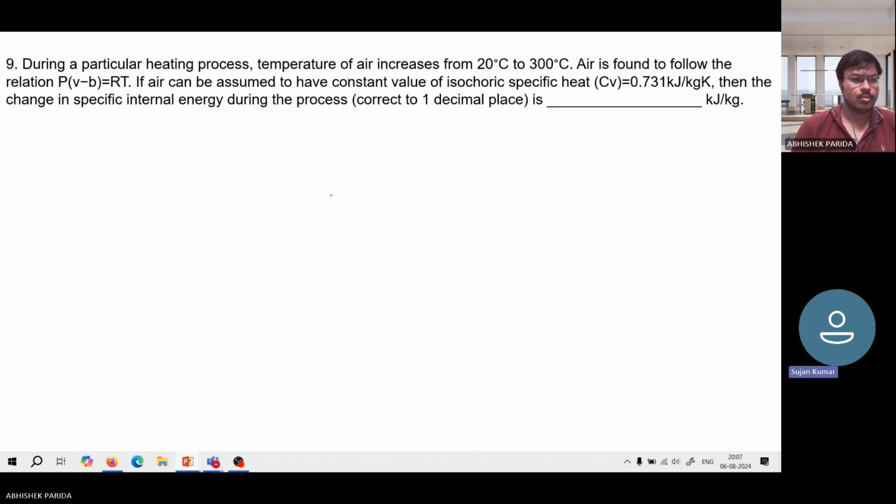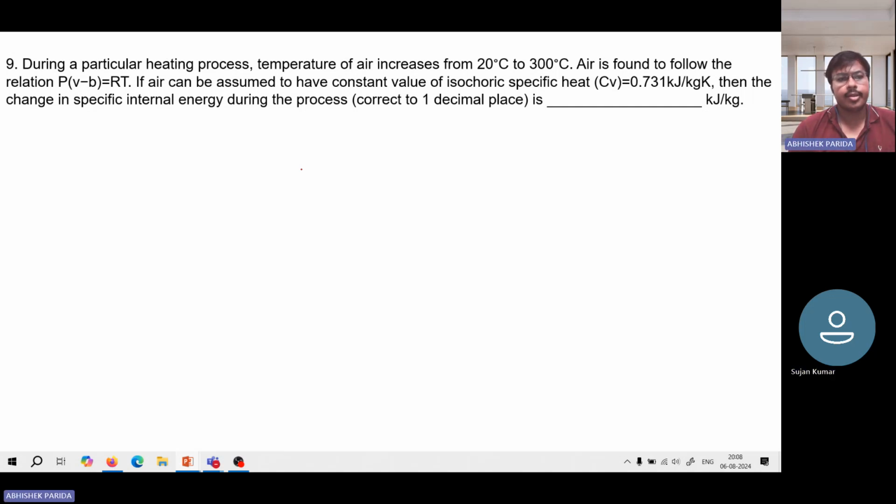Sir, the general equation: change in internal energy is equal to Cv into dT plus T into ∂P by ∂T at constant volume, minus P, into change in volume. Here it's an isochoric process, that's why dV is equal to 0. So we are going to get only du equal to Cv into dT alone. Then the Cv value is given in the problem, and the change in temperature is also available, 300 to 20.